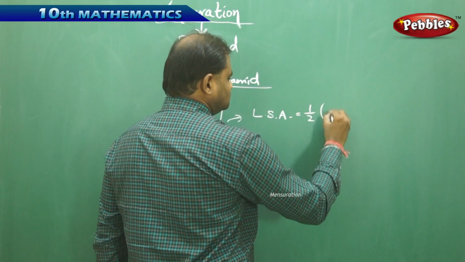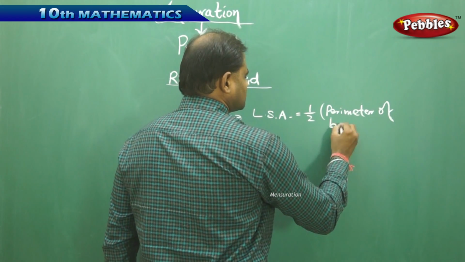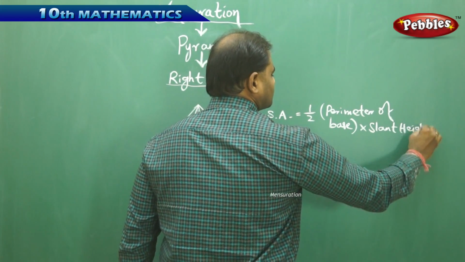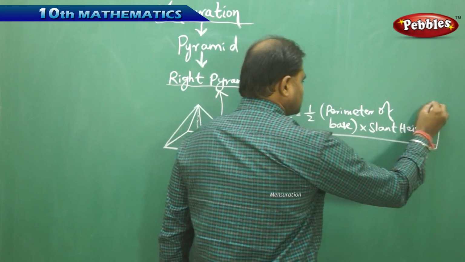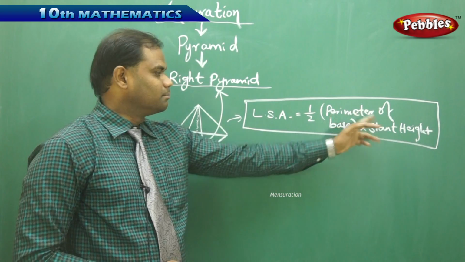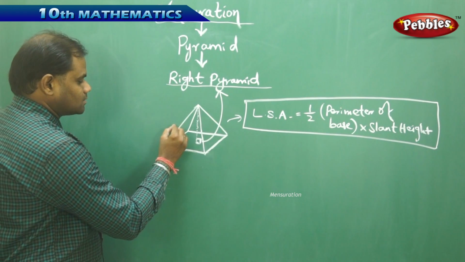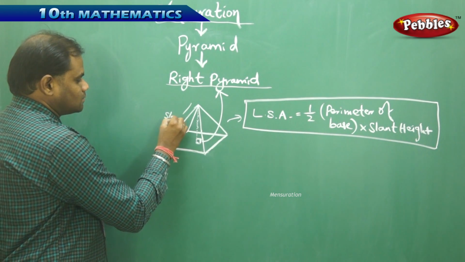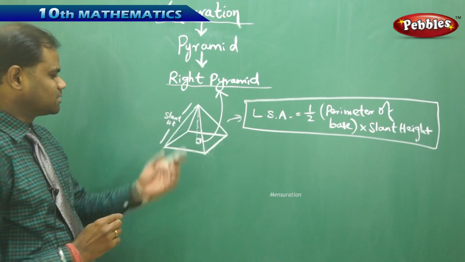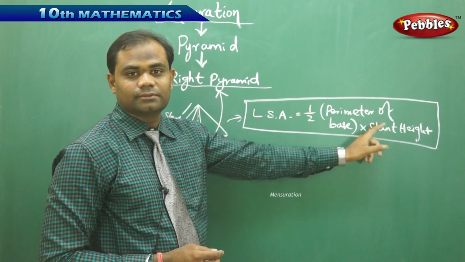the perimeter of base into slant height. This is the formula which is exclusively used to find the lateral surface area of the pyramid is given by half the perimeter of the base, which is a rectangle, into the slant height. The slant height is this height. This is the slant height, which you are going to calculate through the dimensions as given. All the slant heights are equal. Therefore, the slanted height is what we consider here.